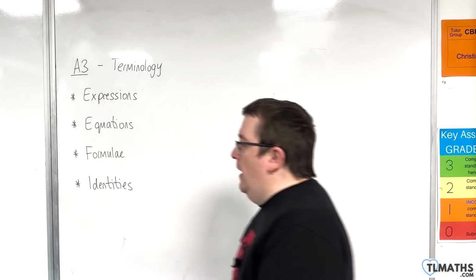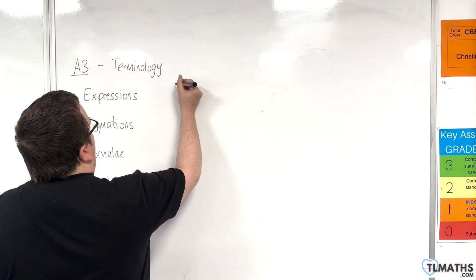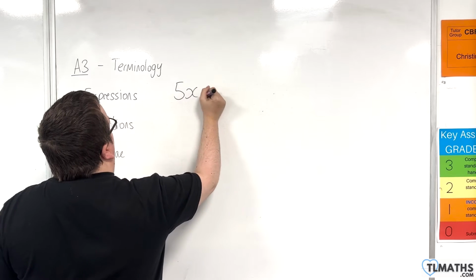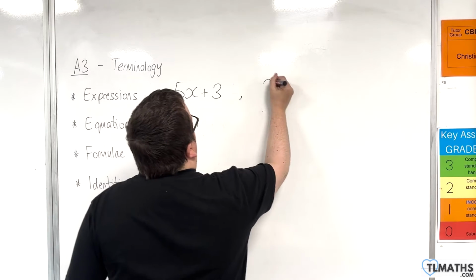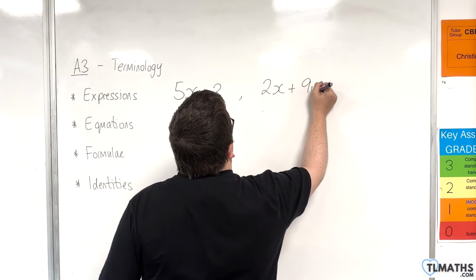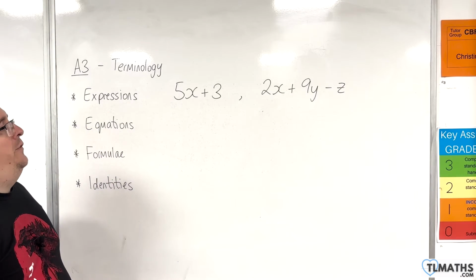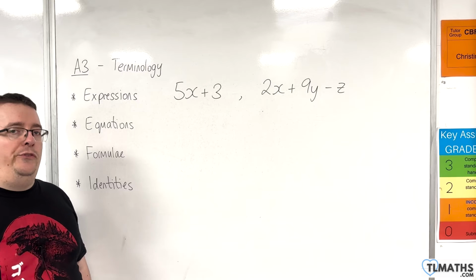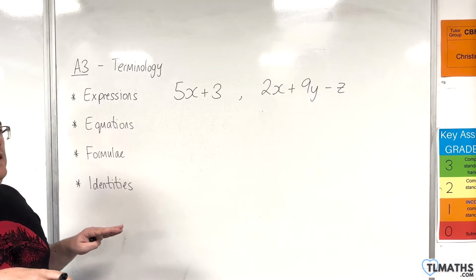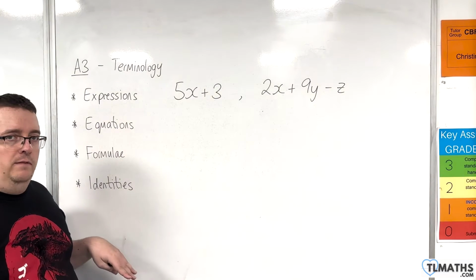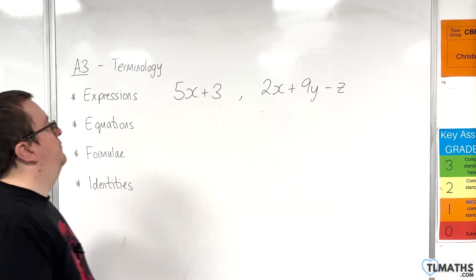An expression is a series of terms that are added together. So, for example, you could have 5x plus 3. This is an expression. Or 2x plus 9y minus z. This is an expression. You'll notice that they do not have equal signs. So an expression does not have an equal sign. Okay? It is not something that you are solving in any way. It is just a series of terms that are written out.